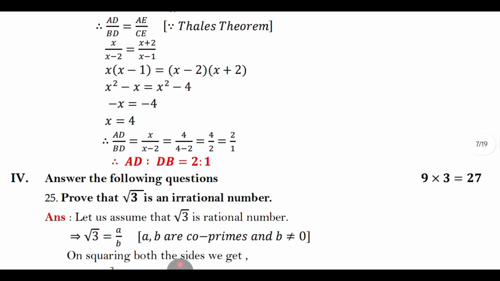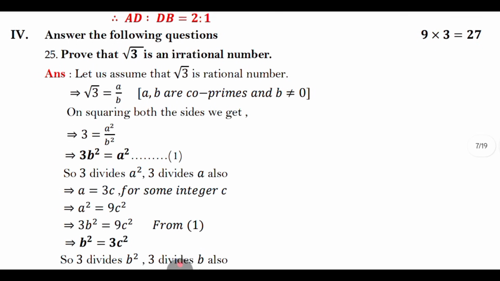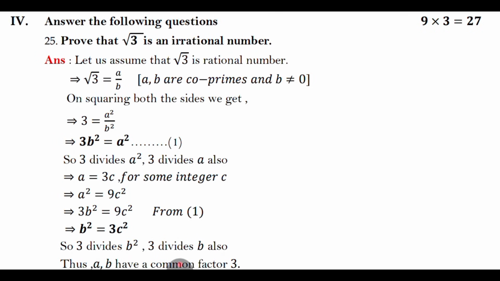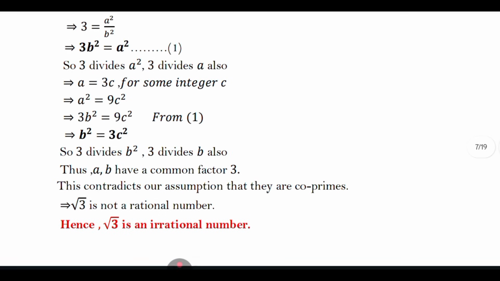So coming to the fourth main, answer the following questions. This is a fixed question. This type of question is fixed in the examination. Prove that root 3 is an irrational number. See only the steps how they have solved. In this step only you should solve.